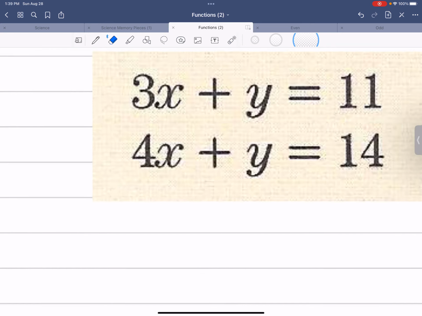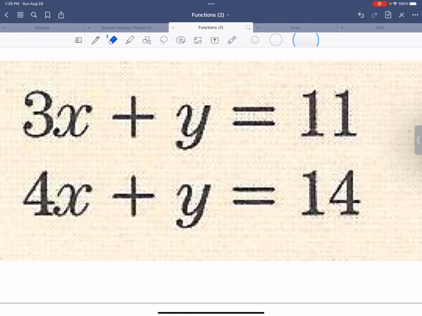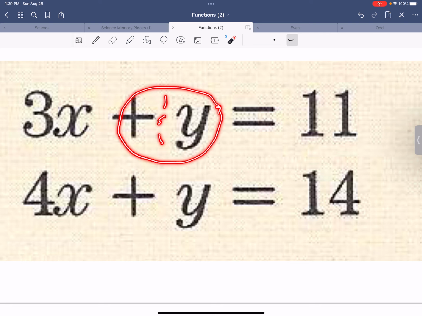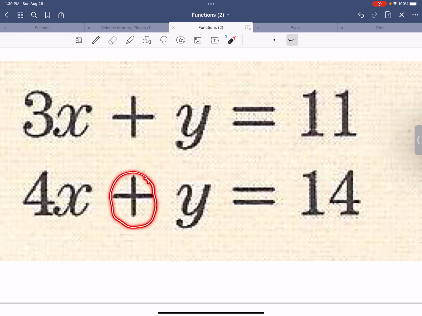So let me just talk to you a second about this system. My preferred method is substitution, but this particular way works very well when you have a variable by itself. So you see that the y does not have a coefficient. It has an invisible 1, but it's just a y. Same thing here. If this were a negative sign, I could just cancel those y's. Positive y, negative y cancels away.